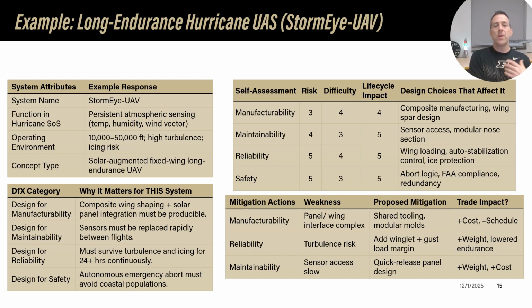One, let's look at a UAS system, long endurance UAS. So some of the attributes are described in the upper left table, and then the categories that were chosen are in the lower left and why they matter for the system. What are the factors that might affect the design for manufacturability, maintainability, reliability, and safety. Here's an assessment filled out. This is notional. And then here's some potential mitigation actions on 3 of those items that you might consider doing. So this is one example of these things filled out.